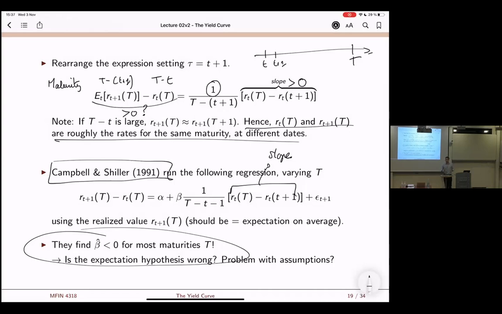So there are many things that can be wrong with this thing, right? First, it's a simplified setup. What we're going to try to do now is see whether there are some basic problems with the assumptions that we made. And if there are problems, can we correct them to find a better version of this expectation hypothesis, to get a better understanding of the relationship between long-term rates and short-term rates?